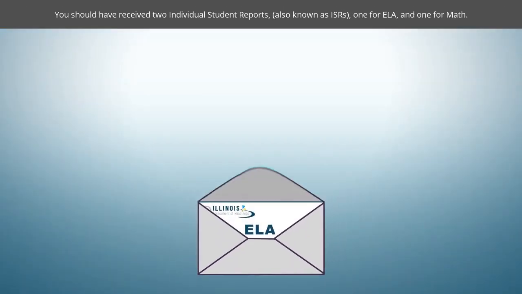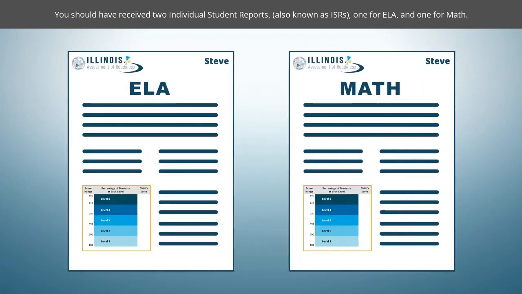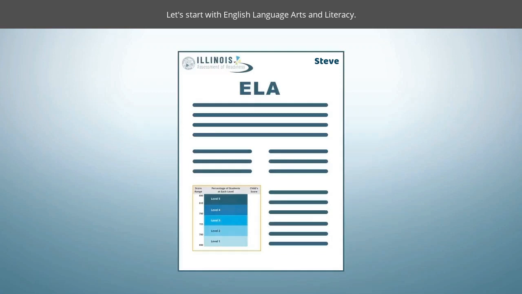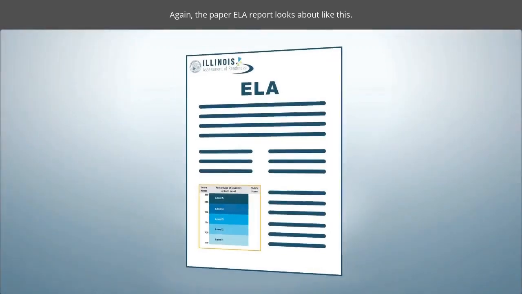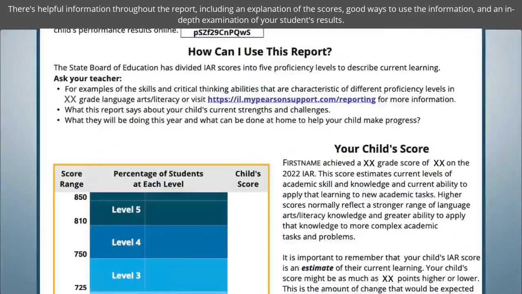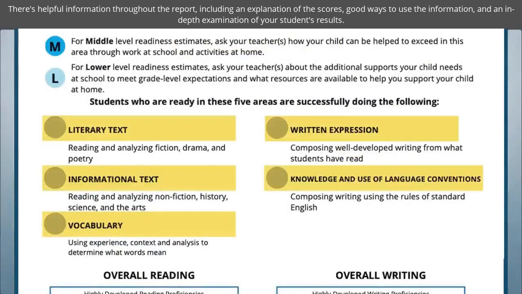You should have received 2 individual student reports, also known as ISRs, one for ELA and one for math. The purpose of this video is to help you understand this report so that you can support your students' learning. Let's start with English Language Arts and Literacy. Again, the paper ELA report looks about like this. There's helpful information throughout the report, including an explanation of the scores, good ways to use the information, and an in-depth examination of your students' results.